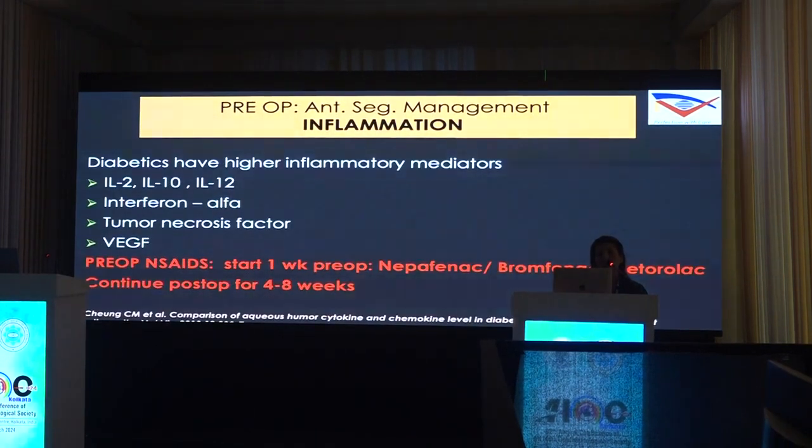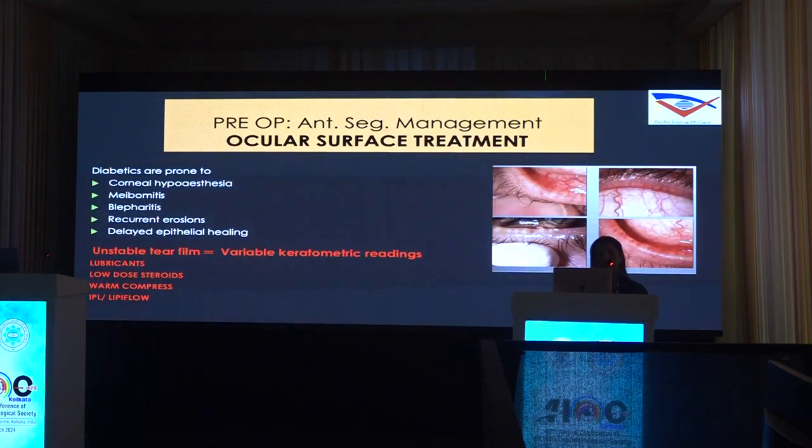So controlling the inflammation preoperatively is important, and ideally we can start NSAIDs about a week preoperatively and continue that 4 to 8 weeks post-op. Stabilizing the ocular surface is also important, as these patients are prone to corneal hypoesthesia. They have more MGD and delayed wound healing. So these unstable tear films will also hamper your biometry and make your keratometric readings variable. So giving them lubricants, low-dose steroids, warm compress, or even advising them an IPL or LipiFlow prior to surgery is important.